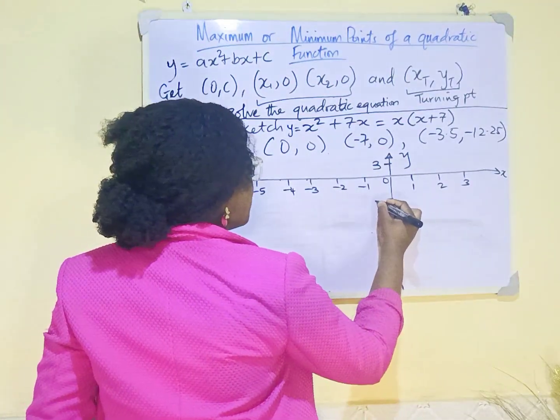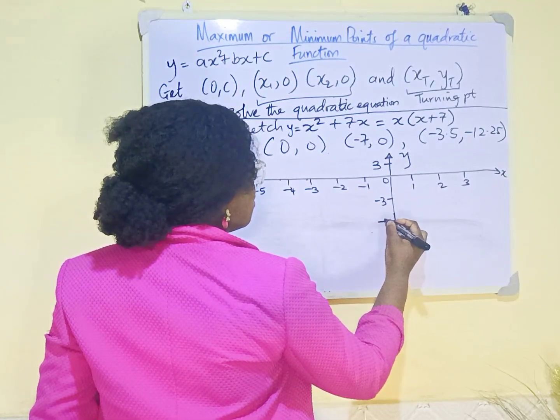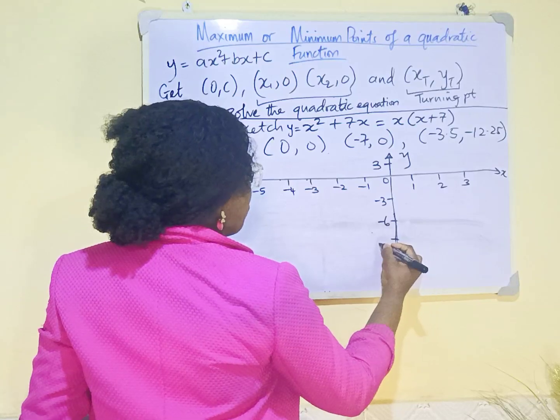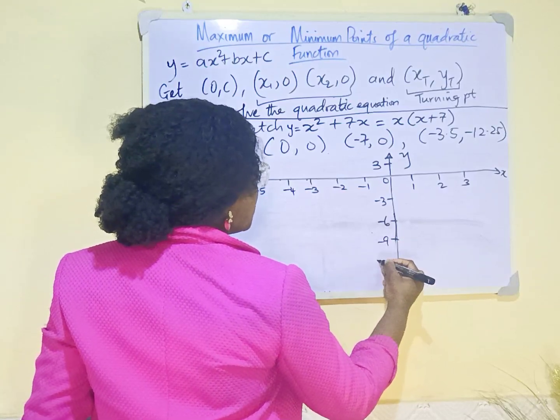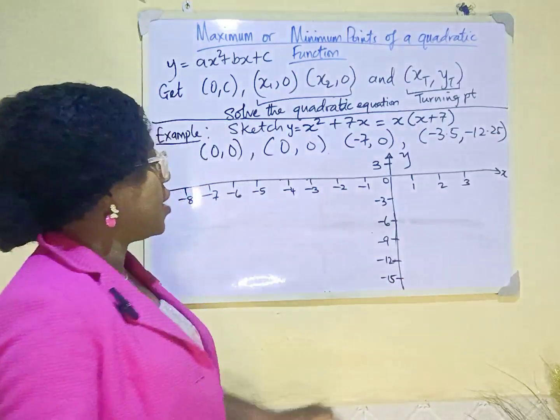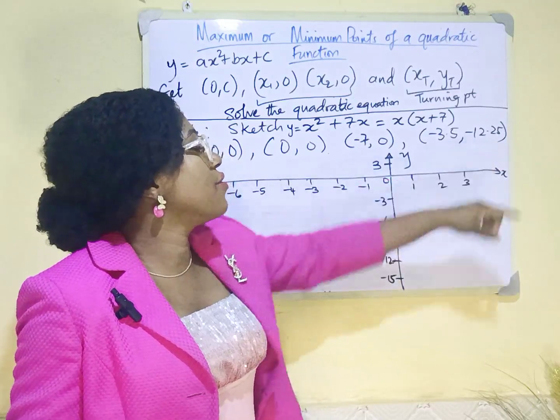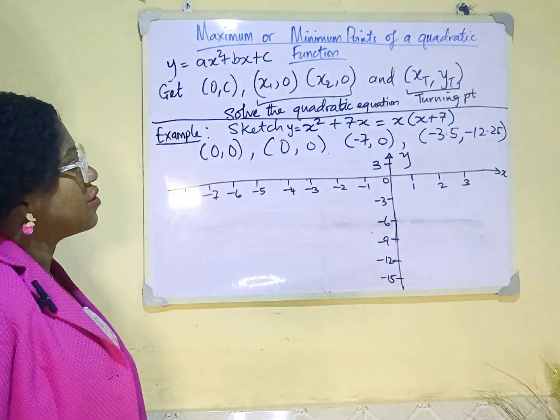Then we take here to be minus 3, minus 6, minus 9, minus 12, and then minus 15. I need to get to minus 15 because, as you can see, this is less than minus 12. Okay, now we can sketch.